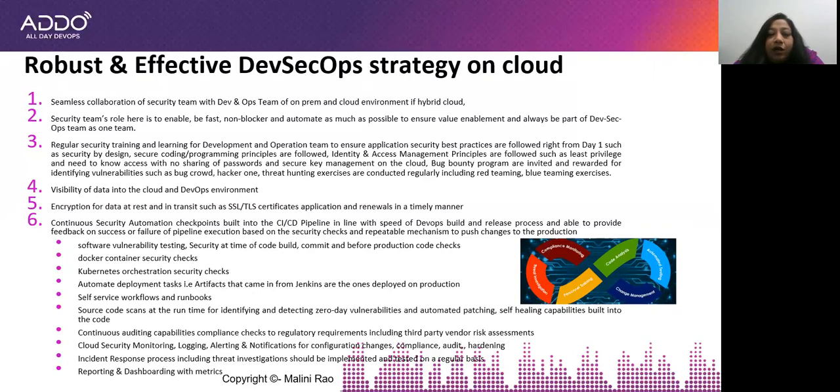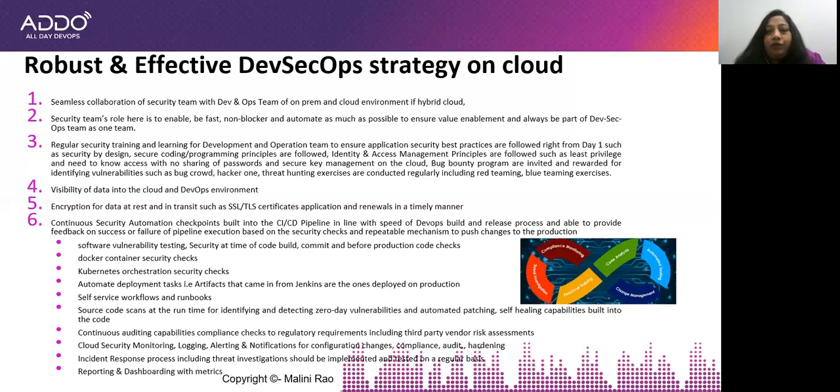Then I would say, as part of your continuous security automation, all these bullet points which I mentioned should be automated. Like software vulnerability testing, security at time of code build, commit, and before production code checks. Docker container security checks should be automated. Kubernetes orchestration security checks. Automate your deployment tasks, like artifacts that came in from Jenkins, so that once deployed, they are the ones getting deployed on production. You need to make sure that this process is automated as well.